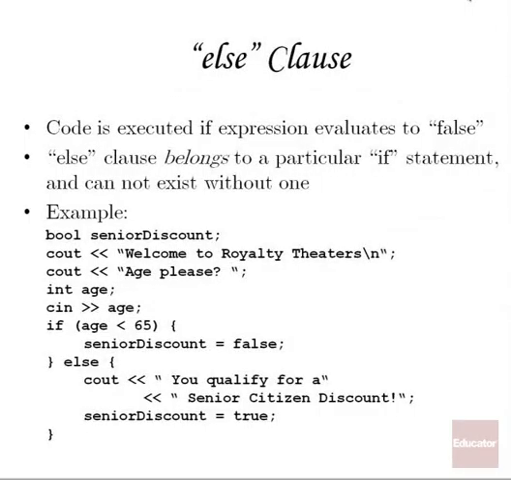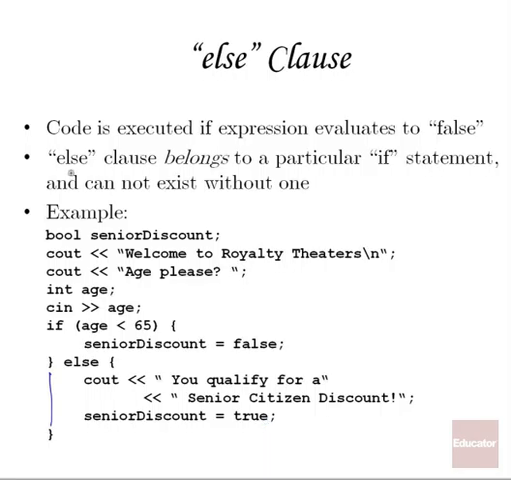The else clause: the code is executed if the if expression evaluates to false. If you put an else onto the if, it will go into the else portion. So here we have, if the age is less than 65, you don't get a senior citizen discount. But if you're 65 or older, this will evaluate to false, so you'll go down into the else clause. It says you qualify for a senior citizen discount, and we set the flag equal to true.